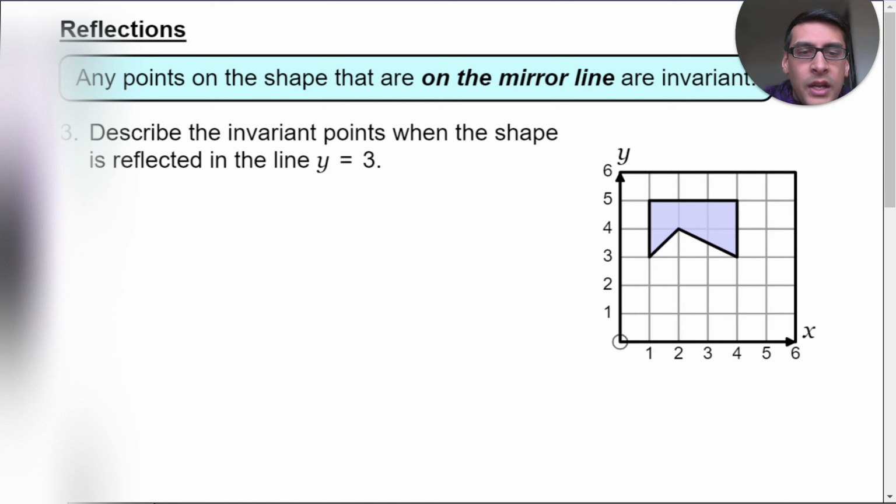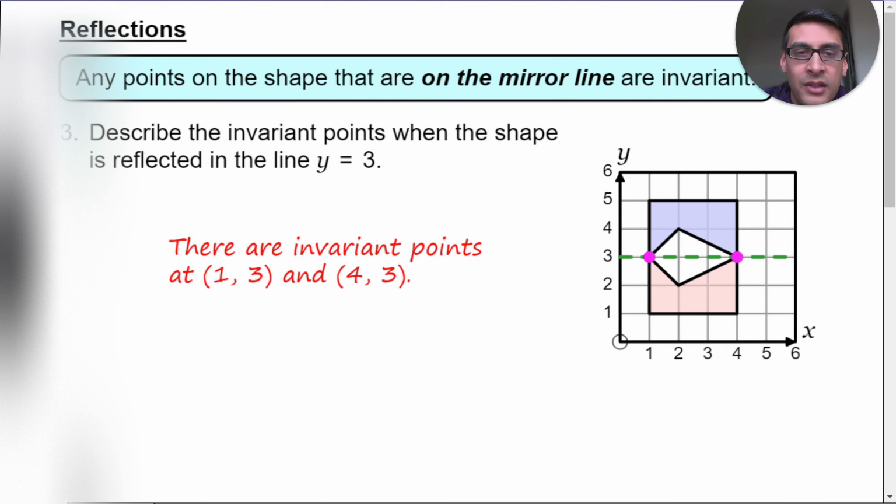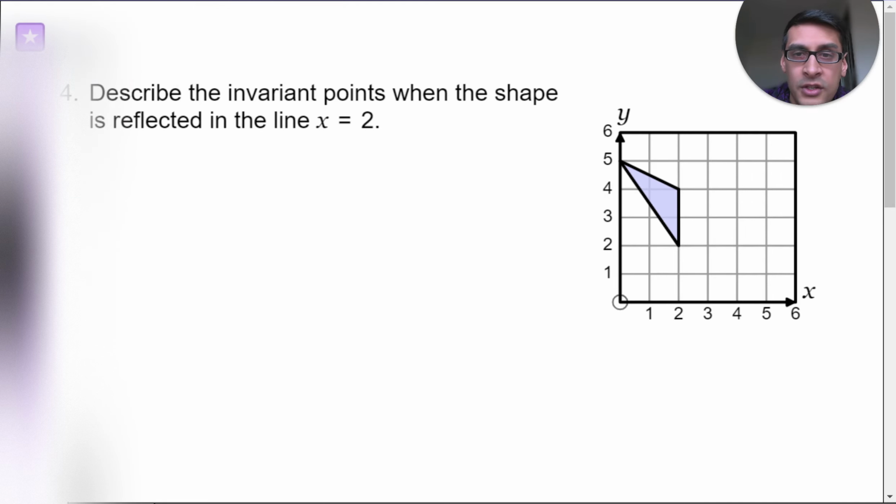So we're going to draw the line y equals 3 first of all. That's our mirror line. And then once you've drawn your reflected shape, you can see that these points, (1, 3) and (4, 3), haven't actually moved and they stay in the same place, or in other words, they are invariant. So there are two invariant points in this case. Anything on the mirror line is invariant when you're looking at reflections.